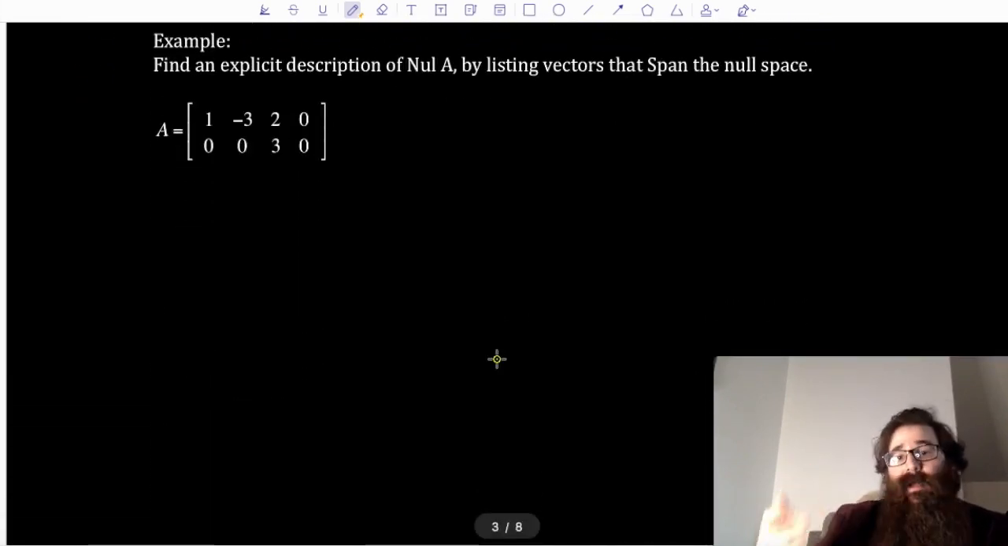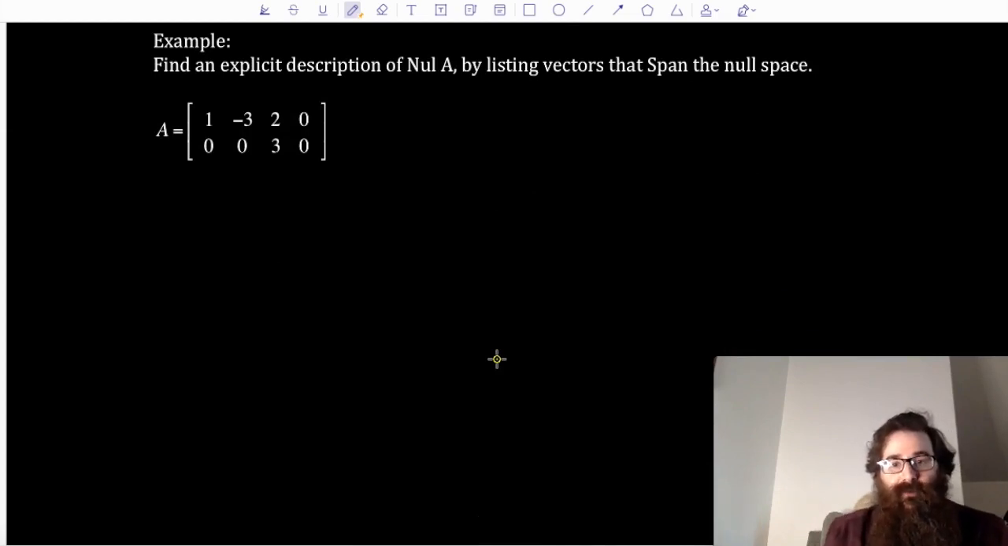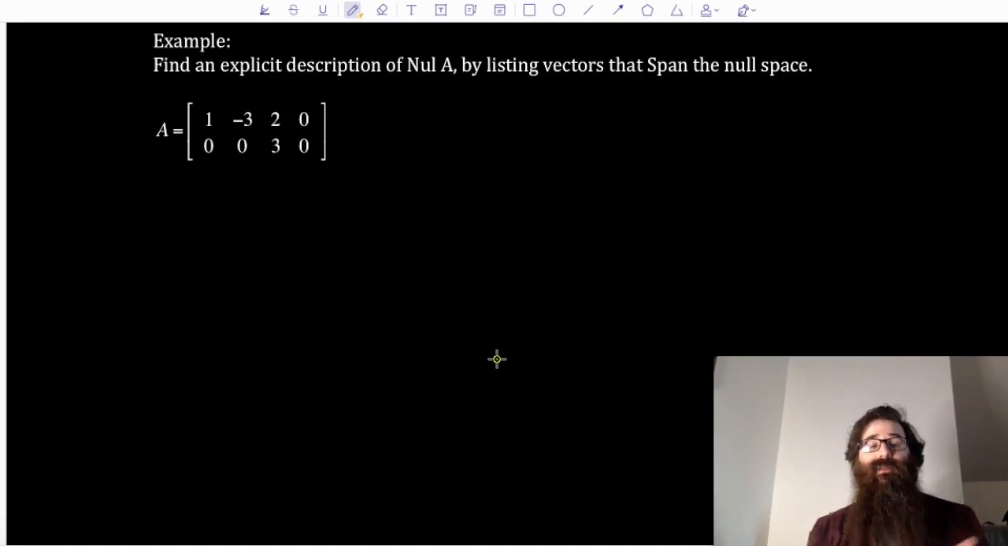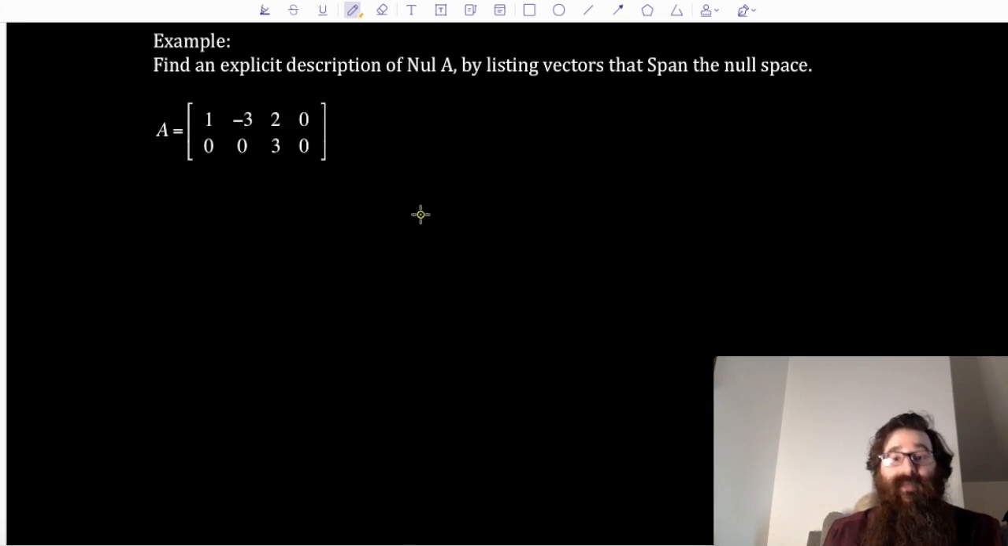Okay, well, what if it's not quite so easy? What if I'm not given a vector and asked that question? What if instead I want to find an explicit description of the null space by listing vectors that span the null space? And this is really going back to building a basis for the null space, and I can consider that to be a spanning set.